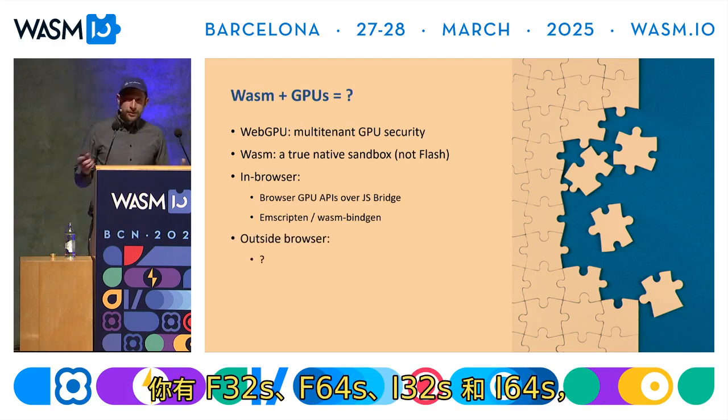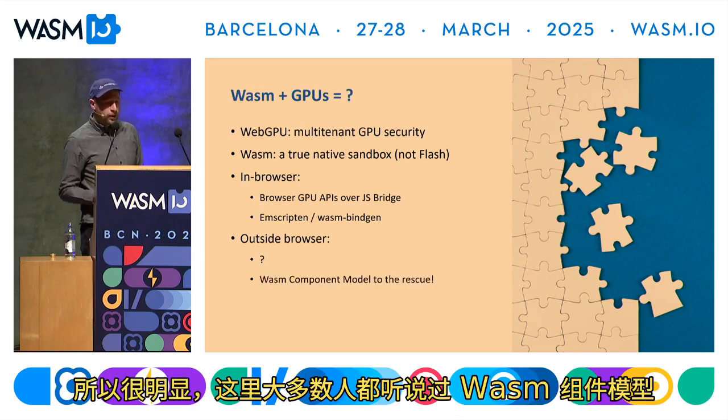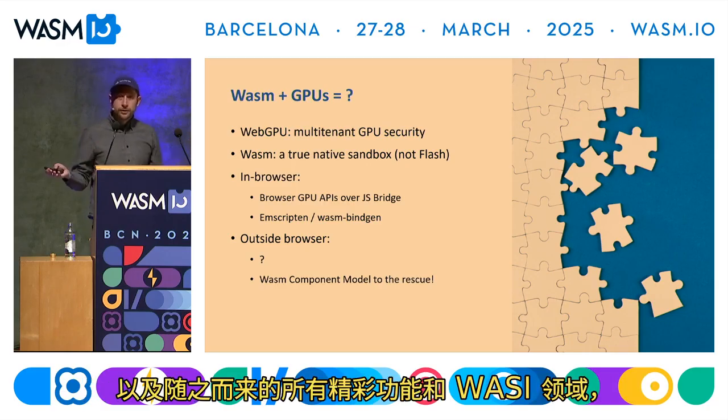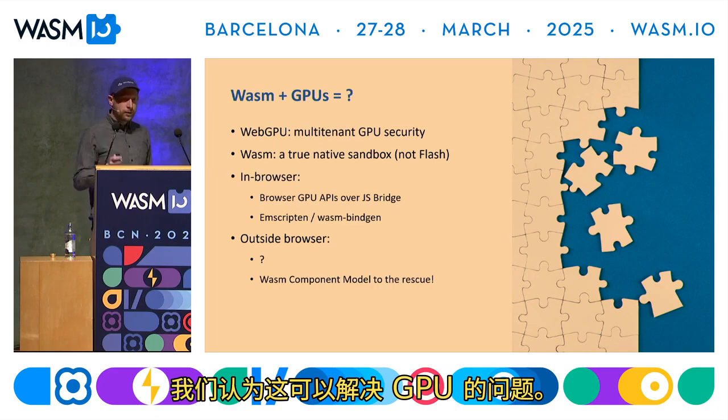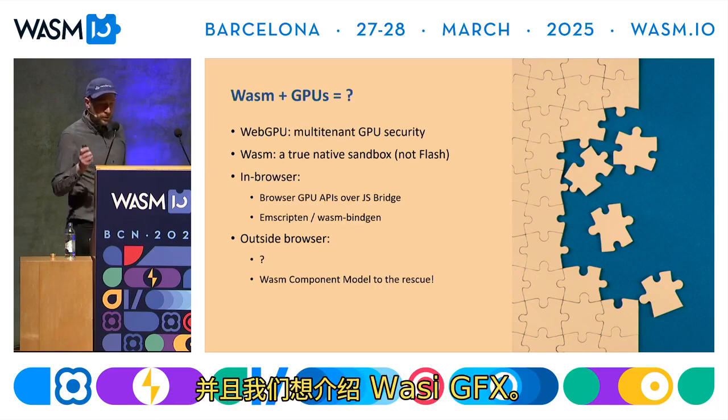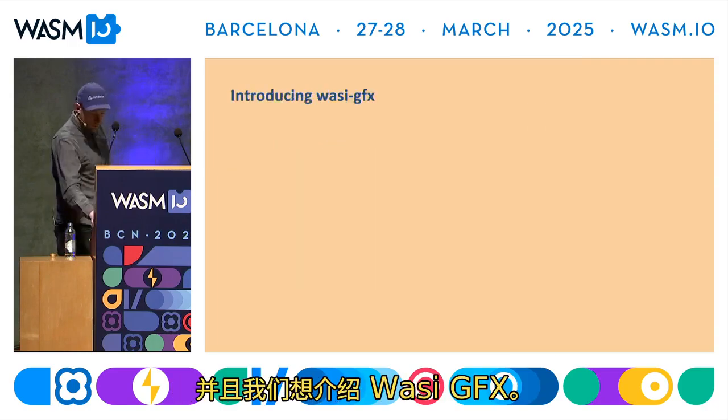You've got f32s, f64s, i32s, i64s, and that's it. So obviously, most people in here have heard about the Wasm component model and all of the great things that have come along with that in the WASI space. And we think that this can solve this problem for GPUs. And so we would like to introduce wasi-gfx.